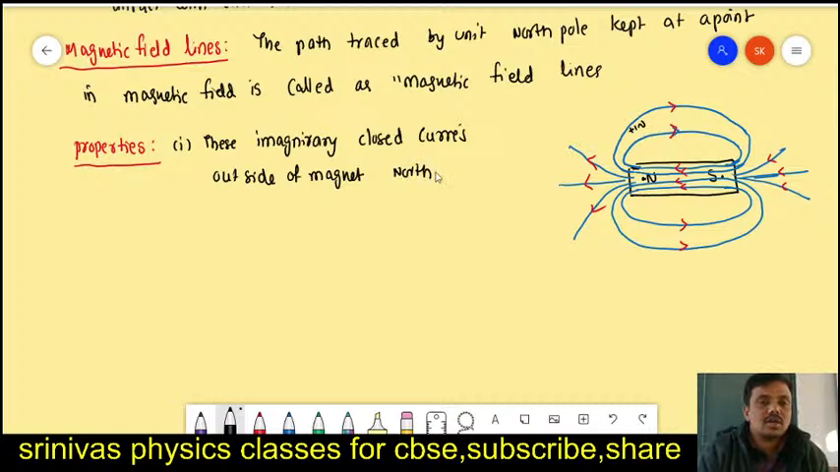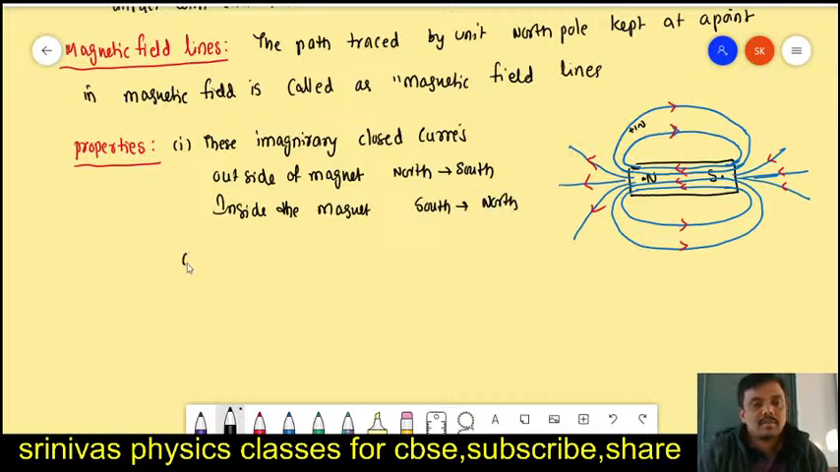Okay, outside of the magnet, these lines move from north to south. But inside the magnet, their direction is from south to north, right? South to north. And the second property is that if we draw the tangent at any point on the field line, this is a magnetic field line.